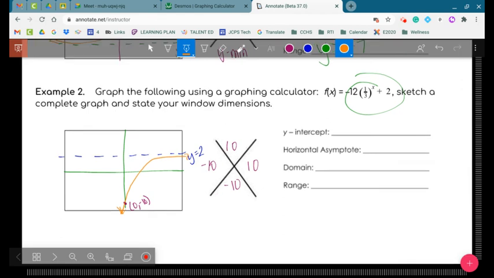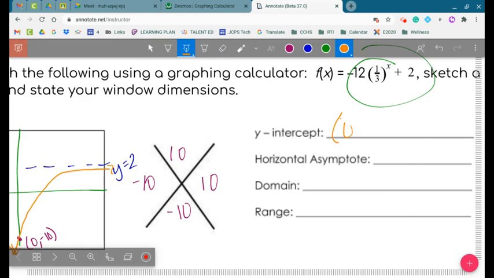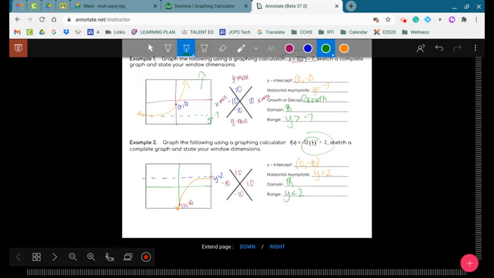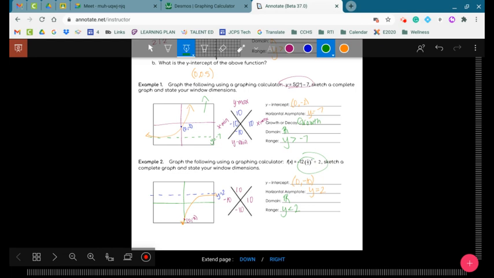Okay, so on this one, our y-intercept is (0, -10). We already classified that. Our horizontal asymptote is y equals 2. Our domain, like we said before, is always all real numbers. So this one is at y equals 2 and it's going down, so it's actually going to be y is less than 2 as our range. Okay, let me know if you guys have any questions over the calculator problem. We are going to move on to the back page.